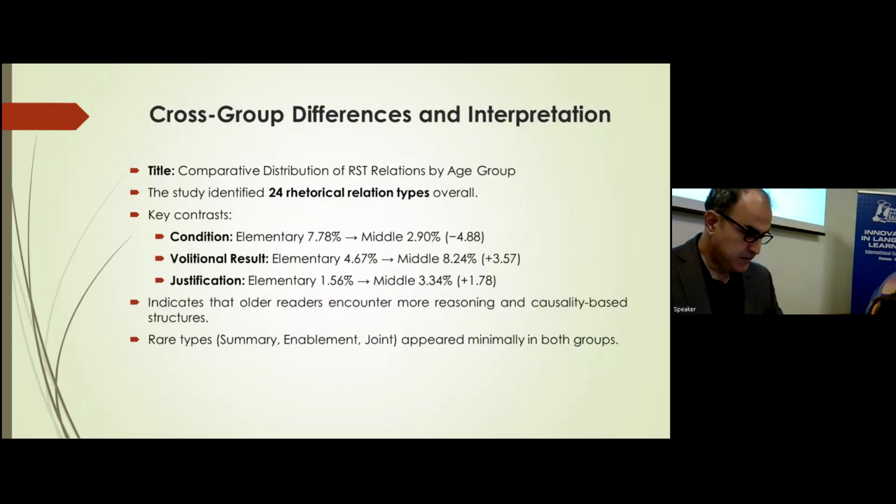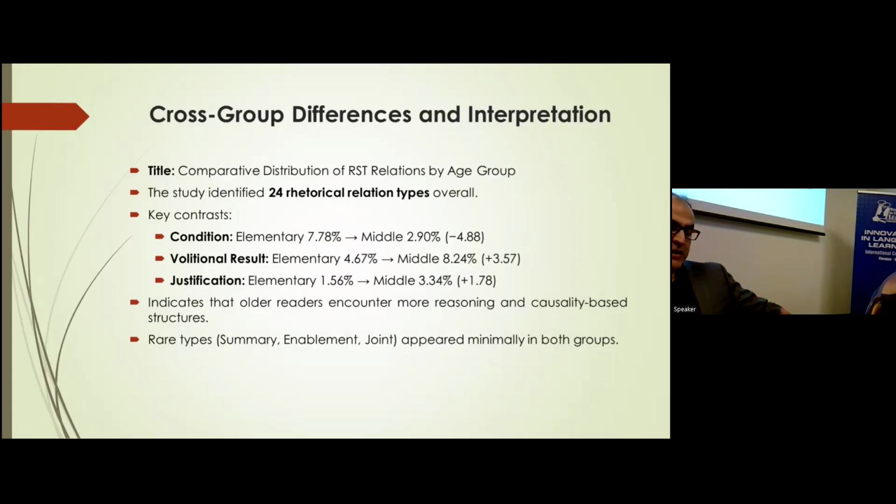And cross-group differences. Here, age group differences align with children's cognitive growth. Younger readers' texts emphasize conditional and contrasting relations, simple logical operations easily understood through concrete examples. This is another point: older readers' books show more justification and result relations, reflecting a transition toward abstract reason. This is normal. Why?